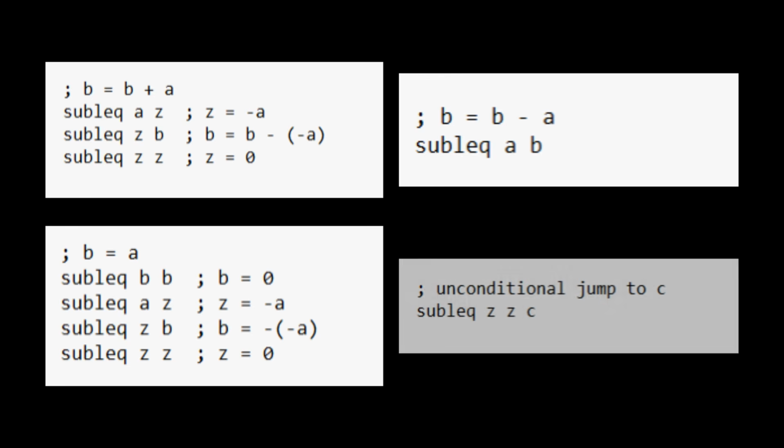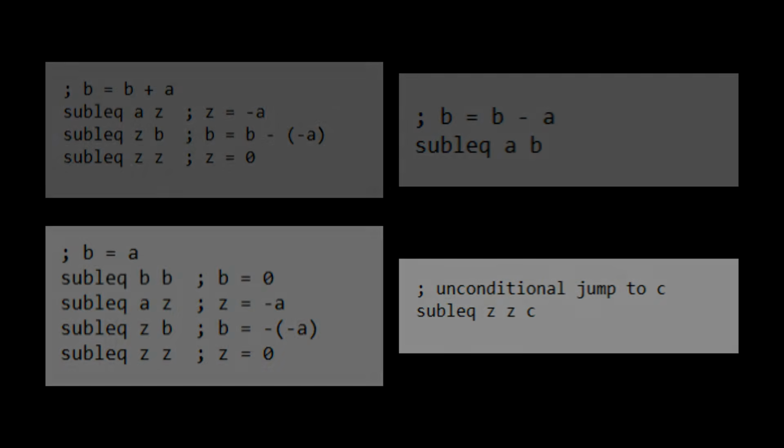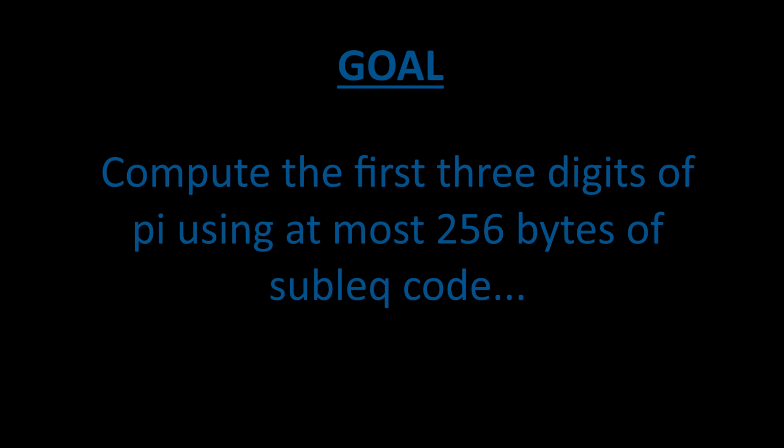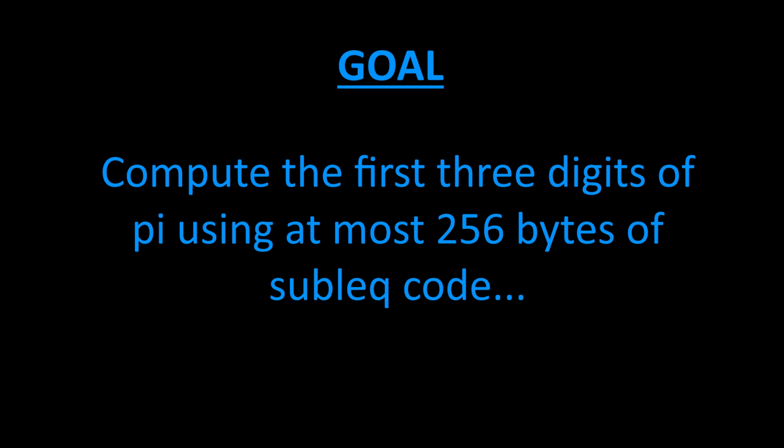Once we can do addition, subtraction, copying, and branching, it is relatively straightforward to do multiplication and division using loop structures. What I have set out to accomplish in this video is to see if I can combine all of this to make a program that computes the first 3 digits of pi using only 256 bytes worth of SUBLEQ instructions. Before we can do that, though, we need to select an algorithm to implement.